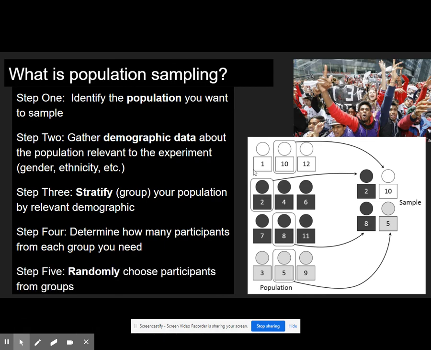Once we identify the number of people we need from each group, we randomly choose participants from each group. Usually you do that using a random number generator. Once we get our sample, this representative sample of the population, we send out a survey and ask them questions that are pointed and that we hope represent the rest of the population, so that we are able to generalize to the population.